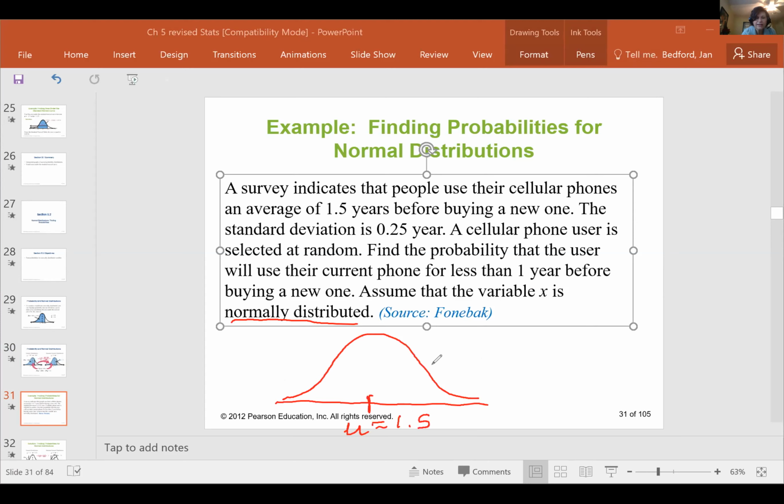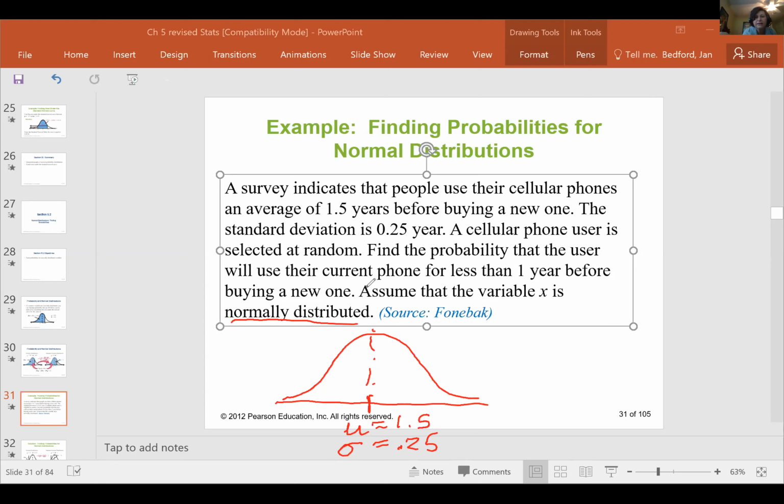And what is the standard deviation? 0.25. And it asked me to find the probability that somebody would keep their phone for less than a year. Now, if I'm looking at this, and right here is my mean, I know 50% of the data is to the left, 50% of the data is to the right, and that mean is 1.5.